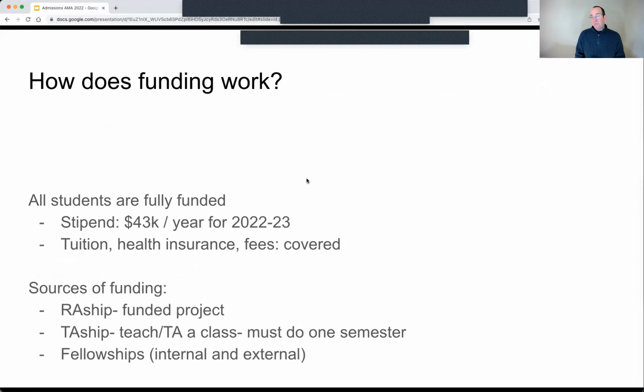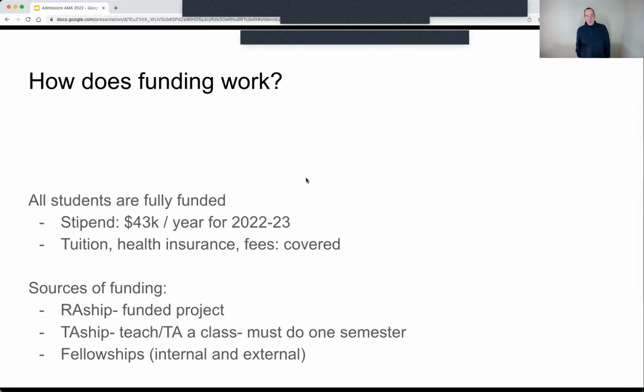How does funding work? Really important. Okay. So all PhD students are fully funded. What that means is for the 2022-2023 academic year in computer science, our stipend is $43,000 a year, okay? And those are spread out as even payments, 24 even payments. You get paid twice a month. We also cover your tuition, which is a lot, but you don't have to pay for it. Tuition, I think, is about $60,000. You don't pay for that. We do cover your health insurance. We cover various other fees. All that's taken care of. You are not going to pay to do a PhD.